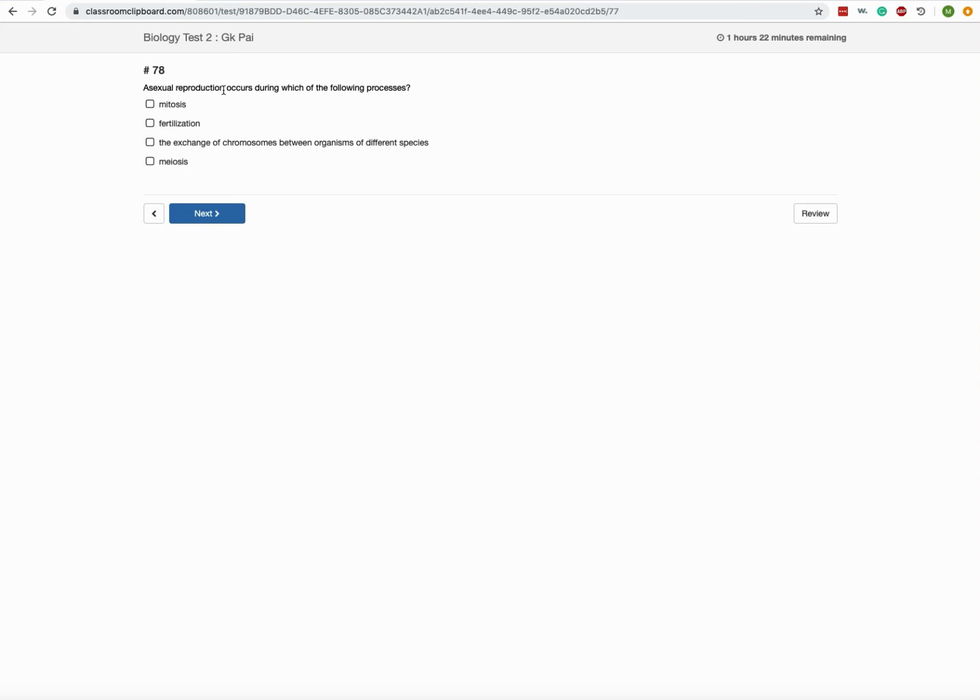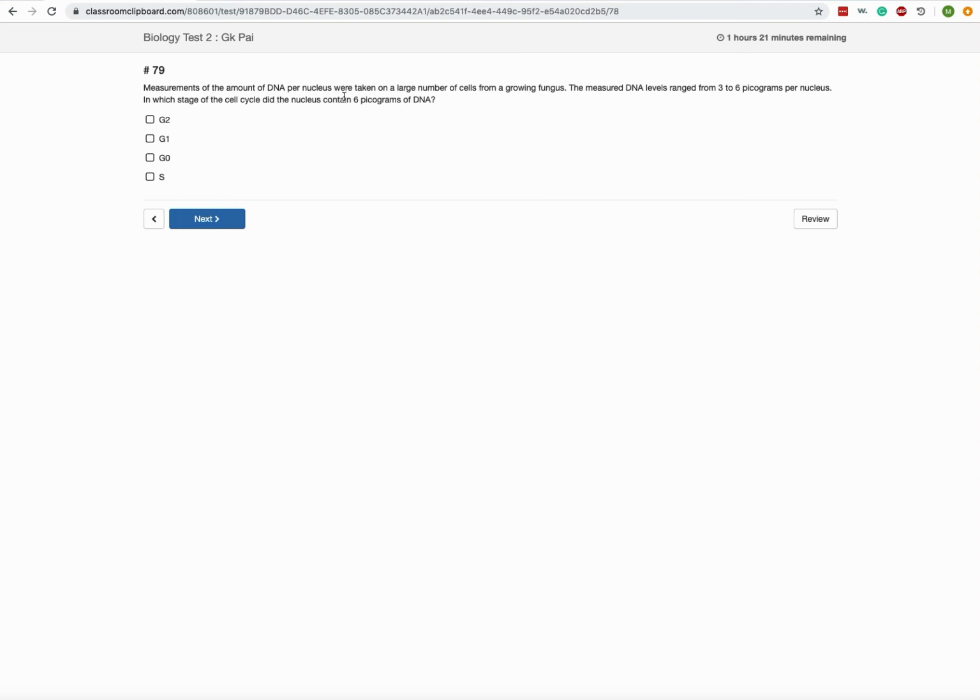Asexual reproduction occurs during which of the following? That would be mitosis. You don't need sex cells to form every cell in your body, and most cells in your body divide and reproduce with mitosis and form copies of each other.